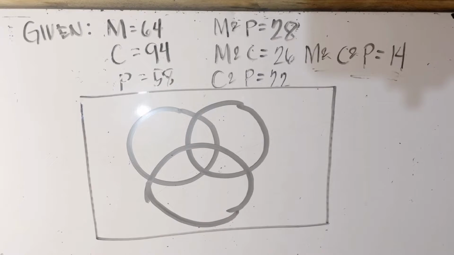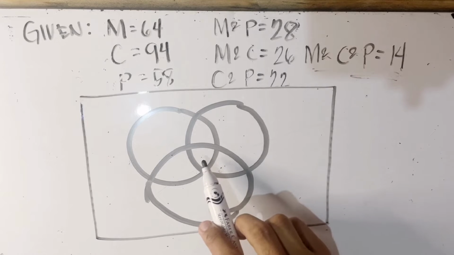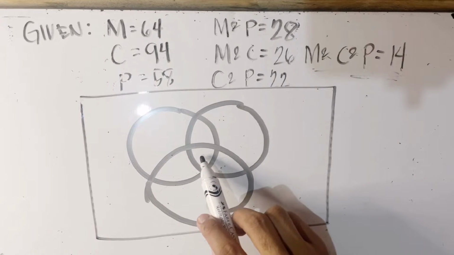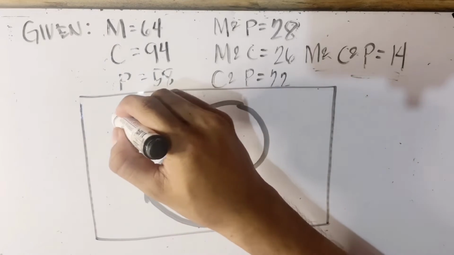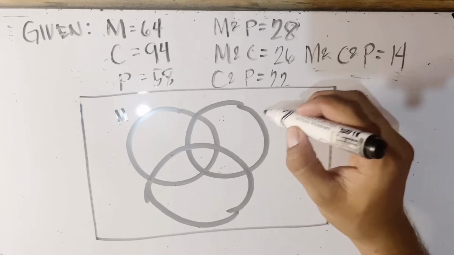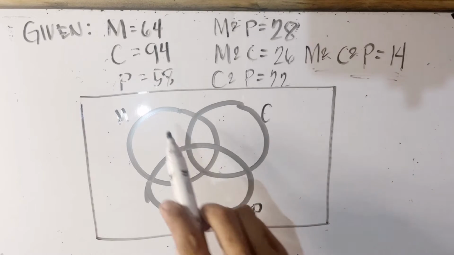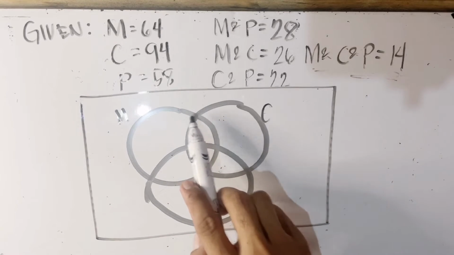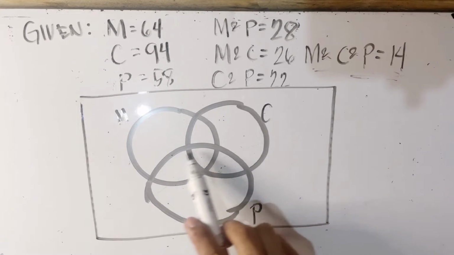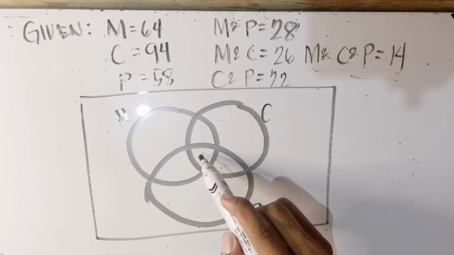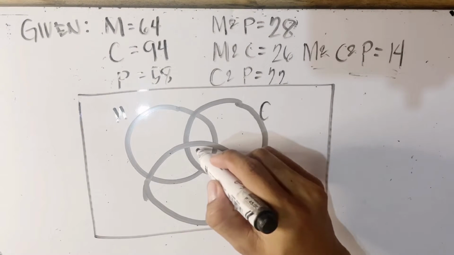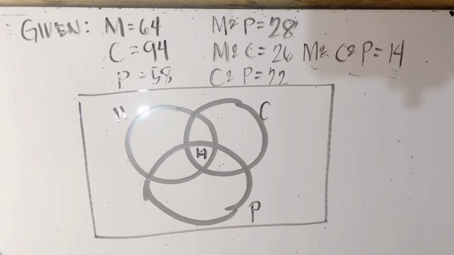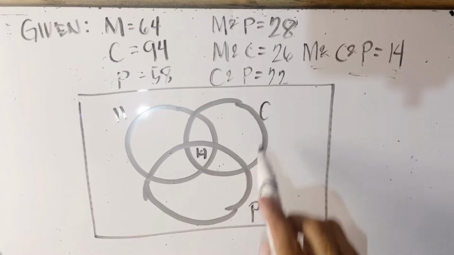Next, write first the innermost. This innermost is the intersection between M, C, and P. Again, this is the circle for mathematics, for chemistry, and for physics. As you can see, this part here is common between the 3 sets. So what is common between the 3 is 14 students who have taken the 3 courses.